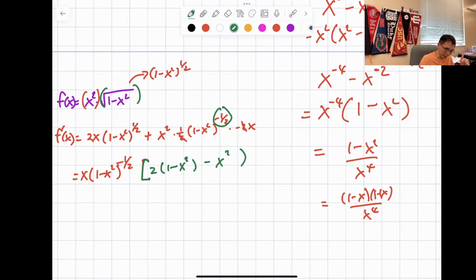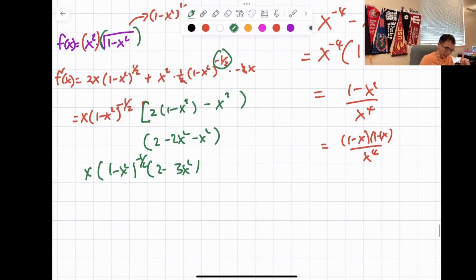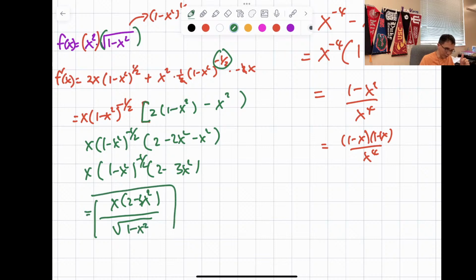And then you're going to say that's going to be 2 minus 2x squared minus x squared. And that's going to be 2 minus 3x squared, 1 minus x squared to the negative 1/2 times x. You can even change your answer to x times 2 minus 3x squared over square root of 1 minus x squared. So that should be the final most simplified.